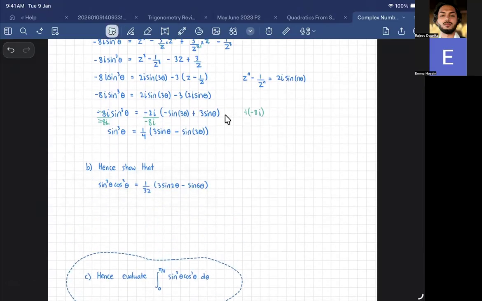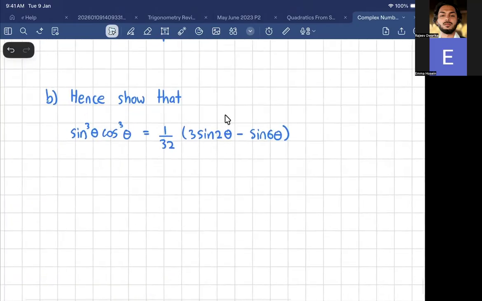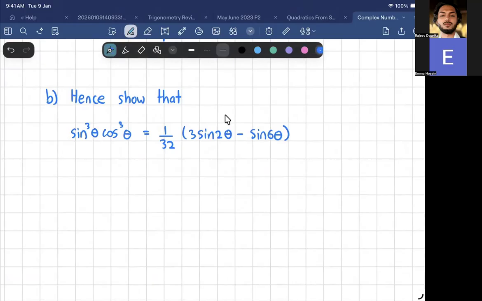Let's tackle part B now. Emma, do we really want to go and find cos to the power 3 theta and all that? No, no, no. Why are we doing all of that? So let's recall the double angle identity for sine 2 theta. Remind me fast, what's sine 2 theta equal to? 2 sin theta cos theta.